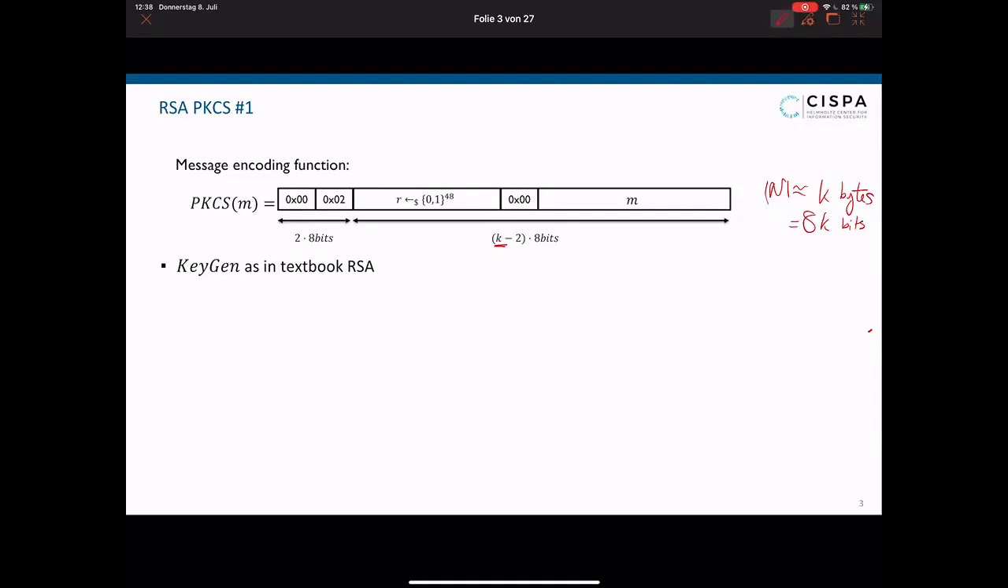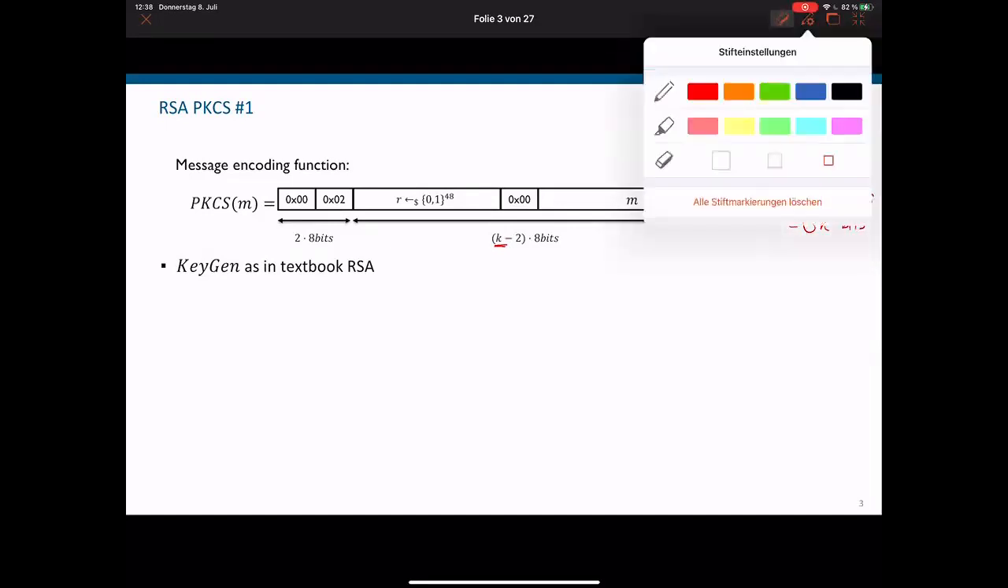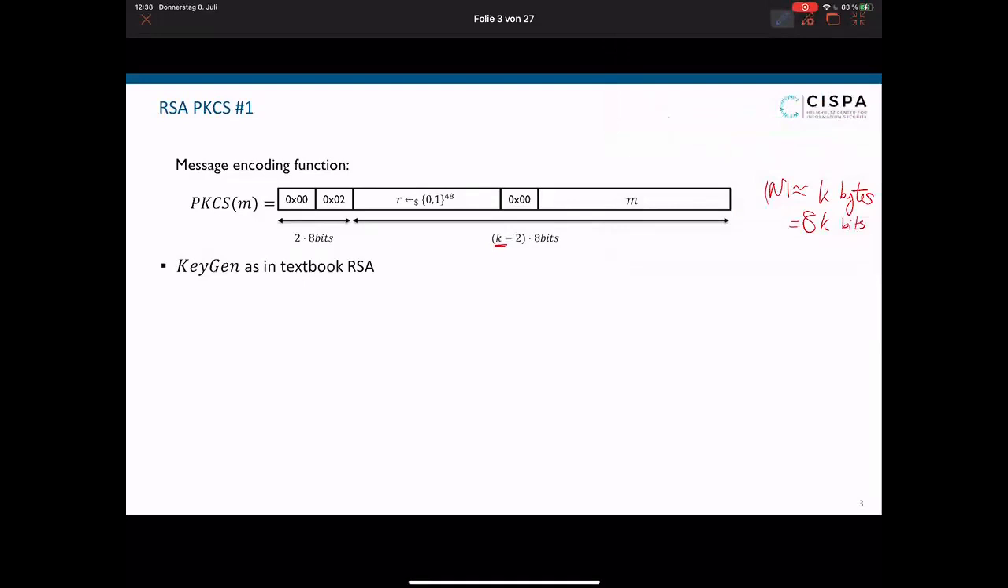So we're having an 8k bit integer. Maybe I'm taking a different color, and we're doing the following. In the lowest order bits, which I'm going to write to the right, we're going to put the message M, separated by a 0 byte. And this is followed by some R where we use 48 bits, as a matter of fact.